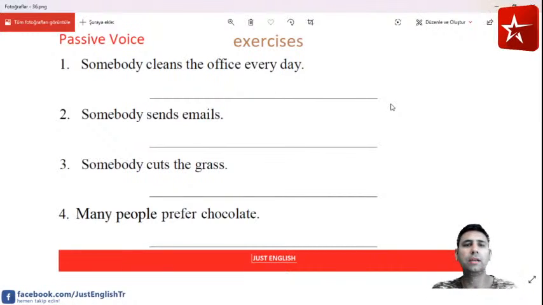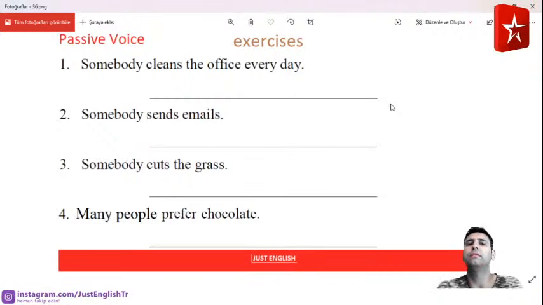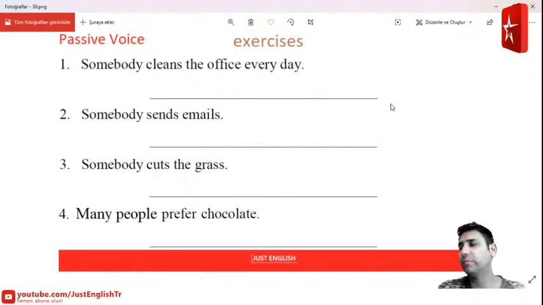Evet. Somebody cleans the office every day. Okay. So what is that? Somebody. Okay, we don't care who did it, right? In the passive voice. So these are active voice, and we are going to change them into passive voice.